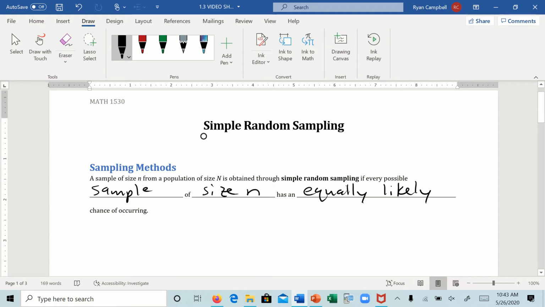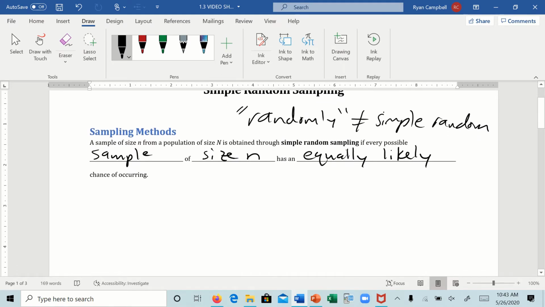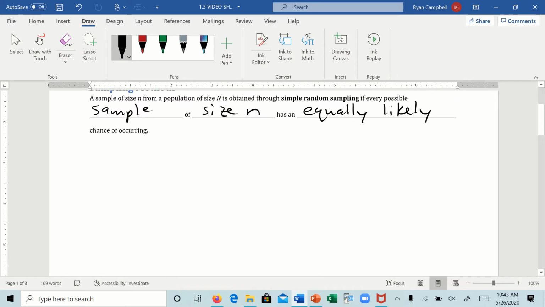So all of these are going to be random, and like I said, in the next video, we'll talk about more random samples, randomized samples. So just because it says randomly does not mean it's simple random, right? If it uses the word randomly, that does not mean simple random. All of the ones we're going to be talking about are going to be randomly selected, but this is the specific way that it's randomly selected. It's where every sample size has an equal chance of occurring. All right, so that's a little tricky, so let's give an example.